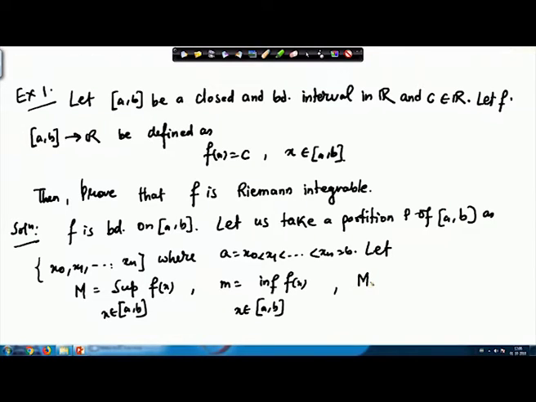Similarly, we define capital Mr as the supremum of f(x) on xr minus 1 to xr, and a small mr as the infimum of the function f(x) on the interval xr minus 1 to xr. By the way, if I don't write x belongs to xr minus 1 to xr, like the way I have written here, it always means that x is in xr minus 1 to xr, where r is running from 1 to 3 up to n.